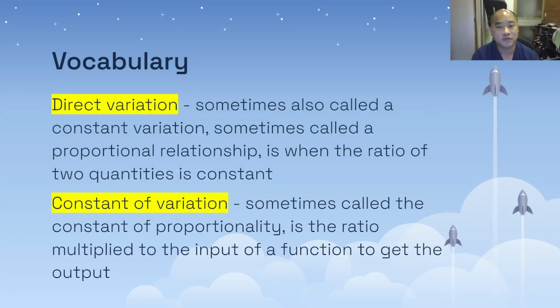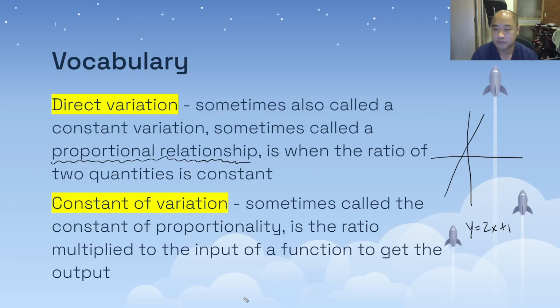So, what is a direct variation? Well, it's just a special kind of relationship. So, we've been looking at relationships where there is an equation that can represent it, such as y equals 2x plus 1. And this relationship can be graphed with a line, right? Well, with a direct variation, which is also sometimes called a proportional relationship, this is how most of your textbooks growing up will call it, but not the one that we use for some reason.